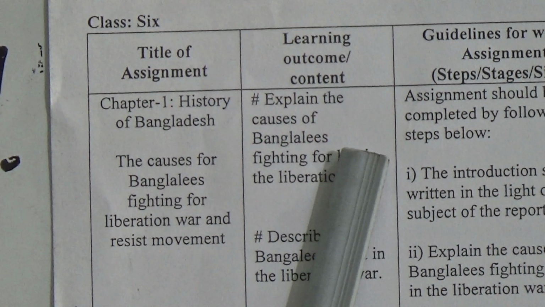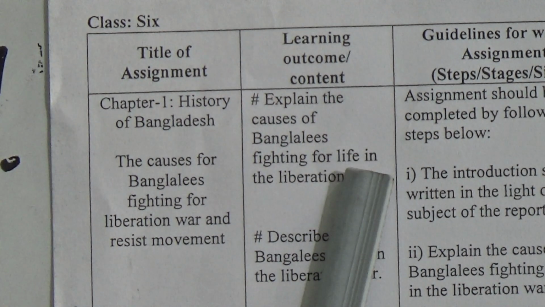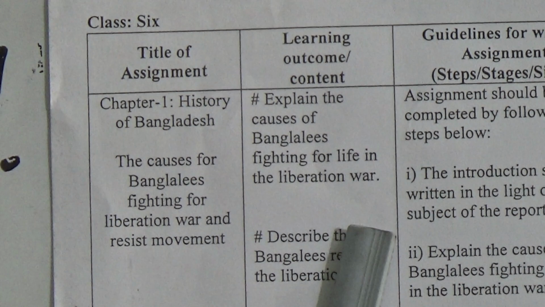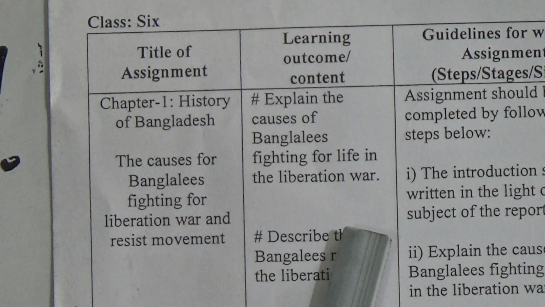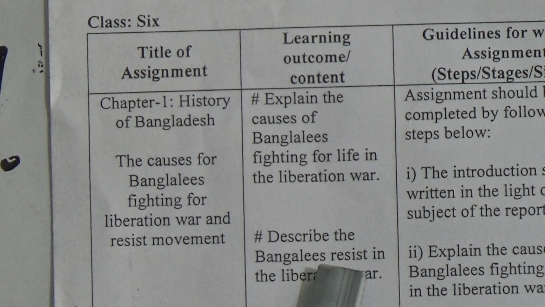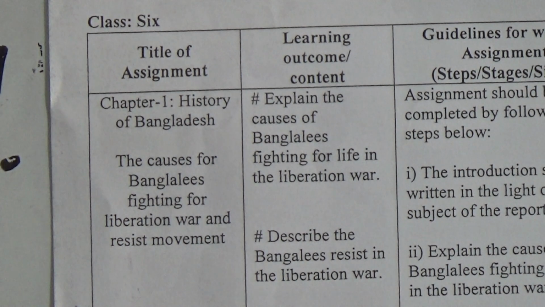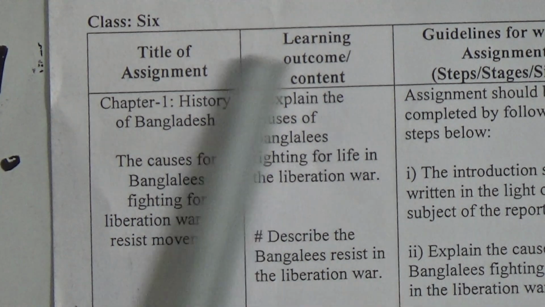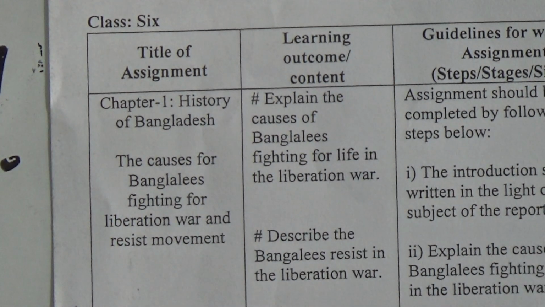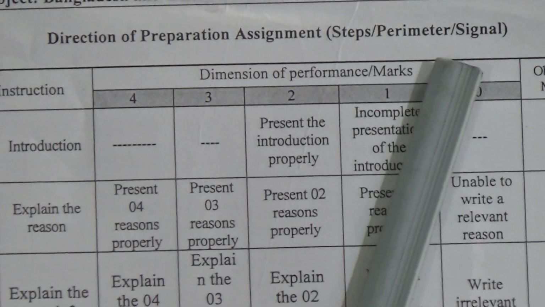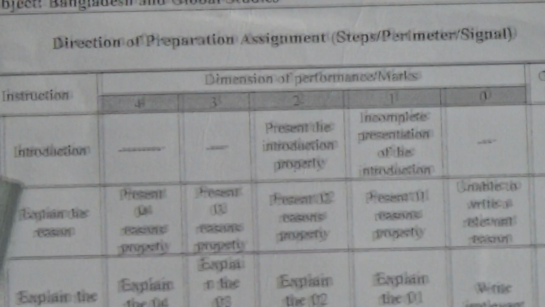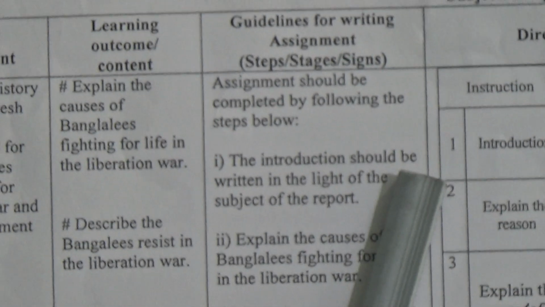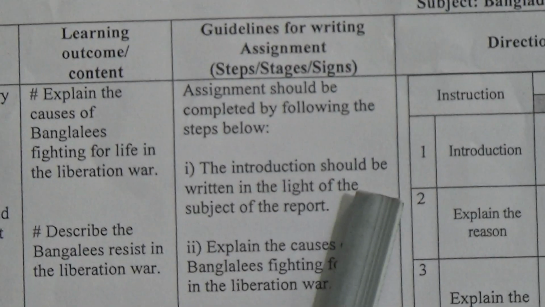Assignment should be completed by following the steps below. The introduction should be written in the light of the subject of the report. Number 2, explain the causes of Bengalis fighting for life in the liberation war. Explain the ways of resist movement. So the direction of preparation of assignment: steps, parameters. Instruction number 1, introduction. You will have to write the introduction first.